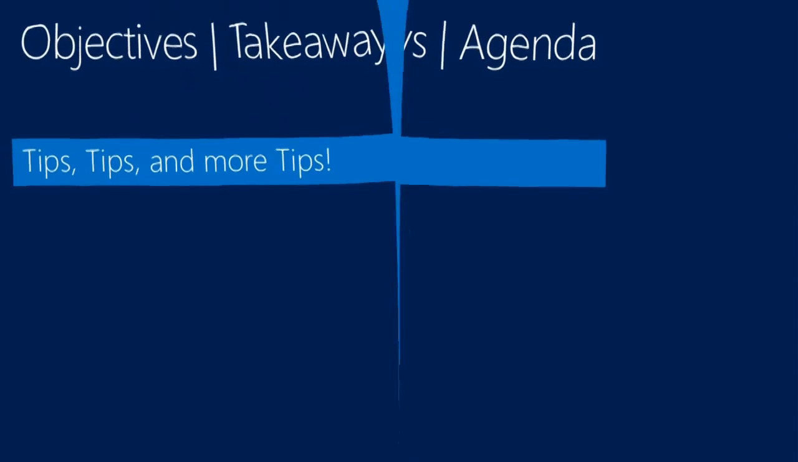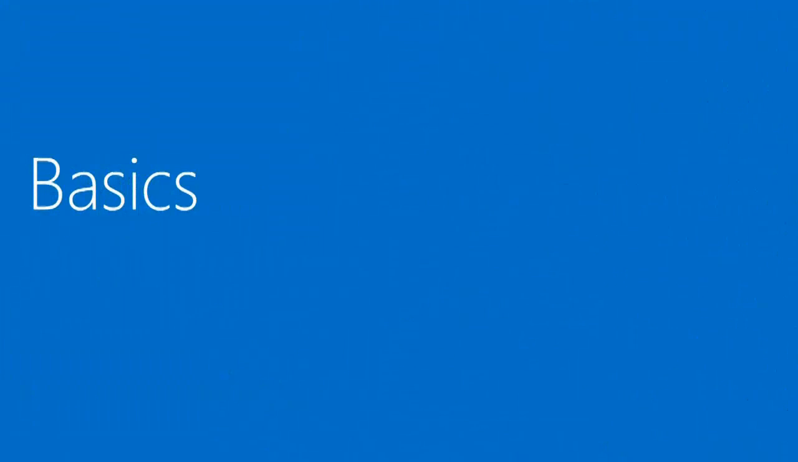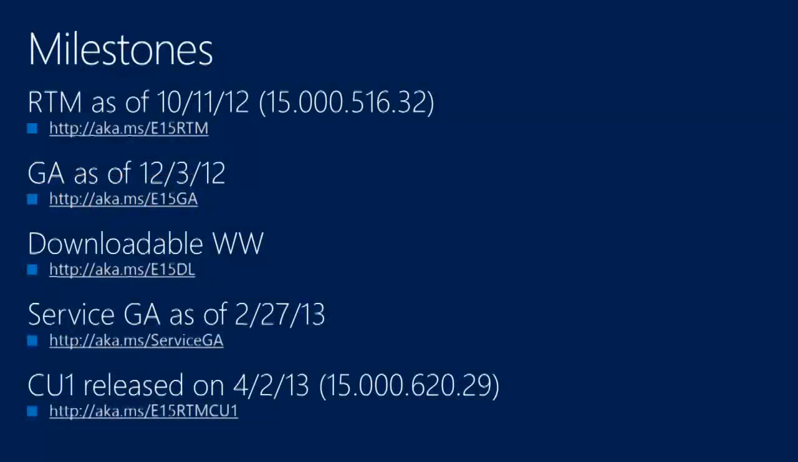So we will start out a little bit slow. I always like to start out with a section that I call basics to sort of level set everything and get everybody up to speed on where we are and what we've done. So in terms of the basics, I know a lot of you already know some of these things. You know, for example, that we RTM'd Exchange 2013 last year on October 11th, 10, 11, 12, using the American date standard. It's been generally available since December.